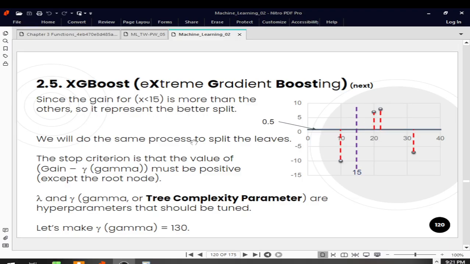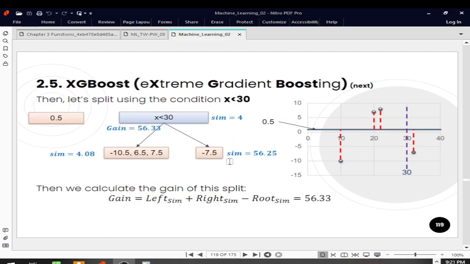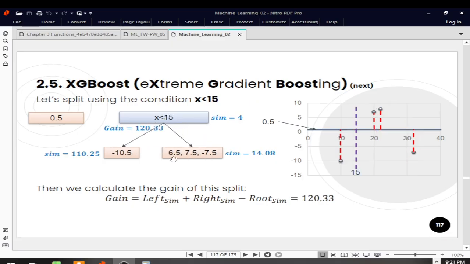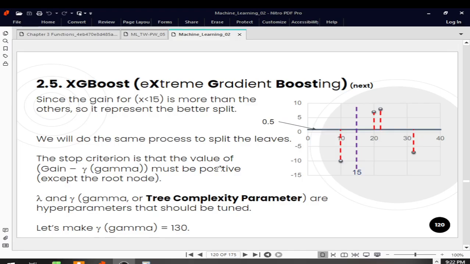We do the same process to the leaves. We did this split, it divided it like that. So later we need to divide this, so we will pick a line somewhere here. We do the same process as we did for the original residuals. We take a cut here and we measure the similarities and the gain. Then we do the same, measure the similarities and the gain. We pick the best, the highest gain for the split, and so on.